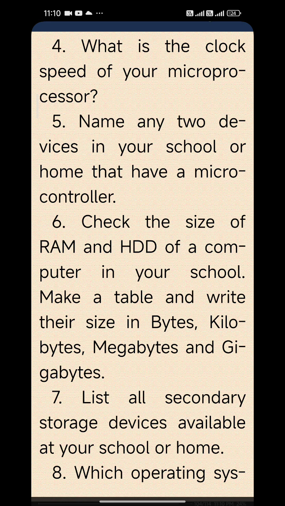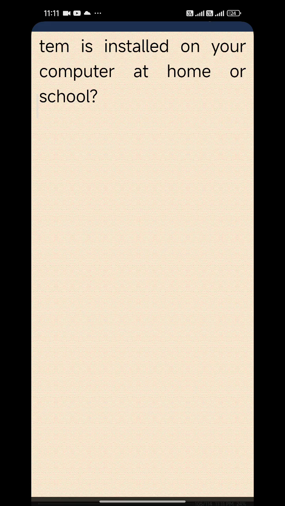5. Name any two devices in your school or home that have a microcontroller. 6. Check the size of RAM and HDD of a computer in your school. Make a table and write their size in bytes, kilobytes, megabytes, gigabytes. 7. List all secondary storage devices available at your school or home. 8. Which operating system is installed on your computer at home or school?